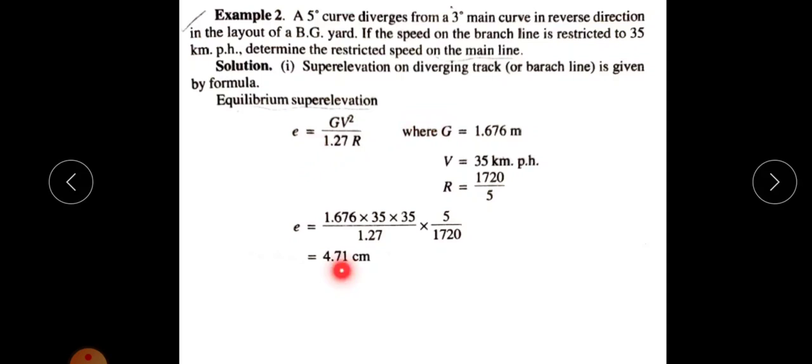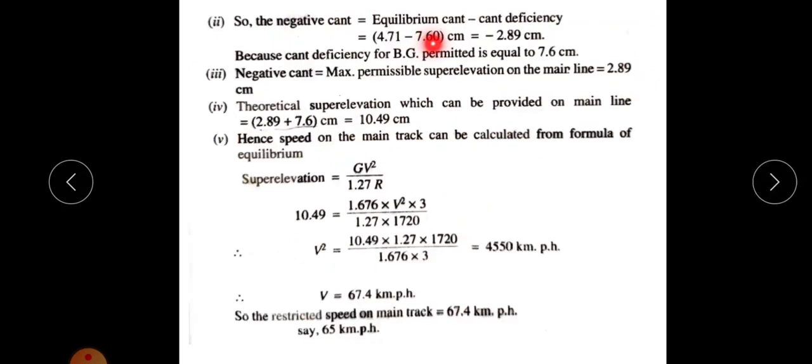Then in the next step we have to calculate the permissible cant. So permissible cant is 7.6 centimeter. So negative cant is equal to equilibrium cant minus the permissible cant, that is 4.71 minus 7.6, that is minus 2.89. Okay, so this is the negative cant, because the cant efficiency for broad gauge permitted is 7.6 centimeter. So we reduce this permissible from the equilibrium cant, so this is minus 2.89. Okay, so this negative cant is equal to the maximum permissible superelevation on the main line.